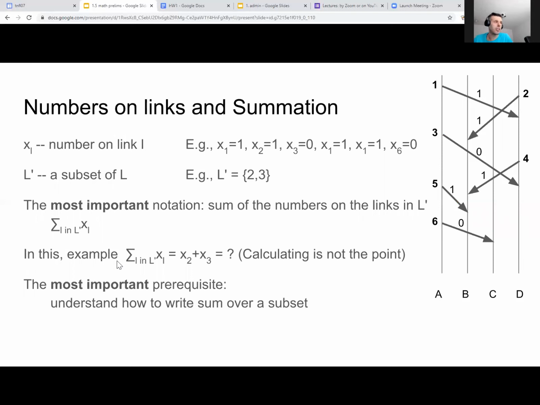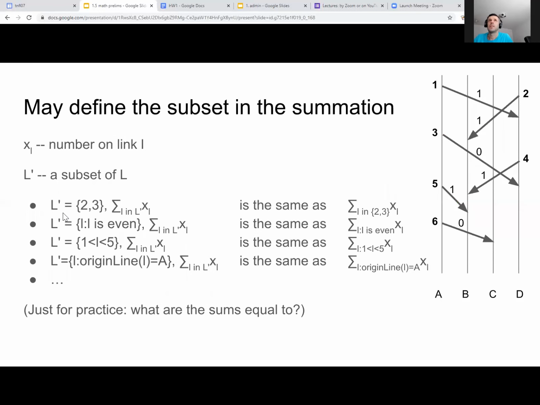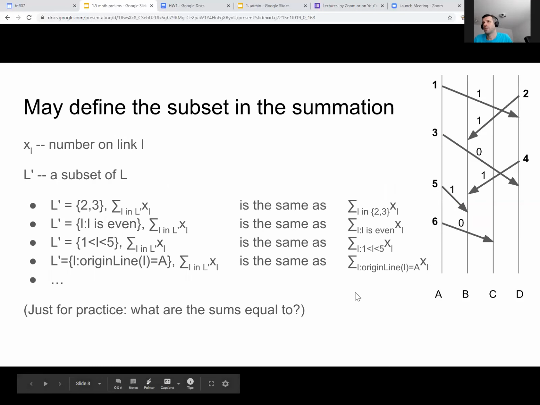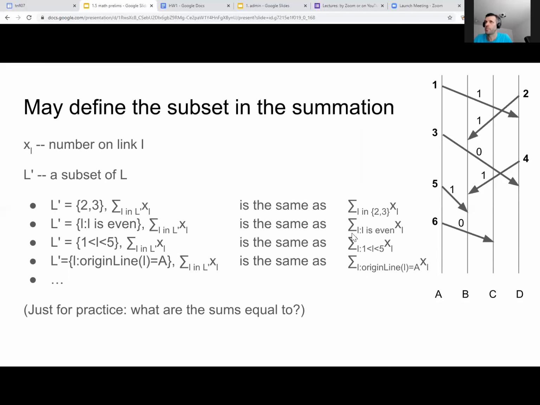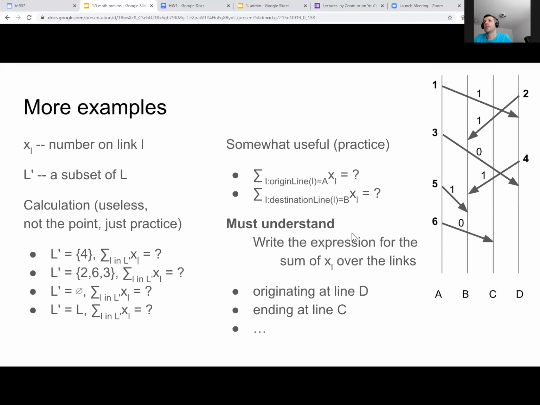And then doing the summation of the links. So if you have certain numbers assigned to certain links, how do you write the sum of the numbers over the certain links? Again, here is the notation. And I guess this is probably the last but one slide, just for practice how you define the subsets in the subscript of the summation sign. And just a few more examples for your practice. So I ran through these slides very quickly. They are here for your reference.